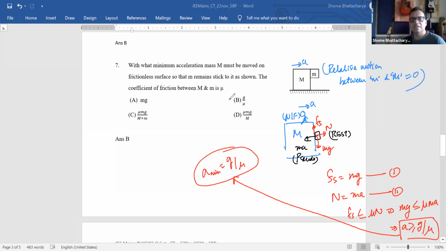So assuming mu is less than 1, it will be an acceleration greater than g. For example, if mu is equal to 0.2, then the minimum acceleration you require is actually 5g, so that the contact force is enough to create friction to prevent slipping. So hope this is clear, Harpriya.